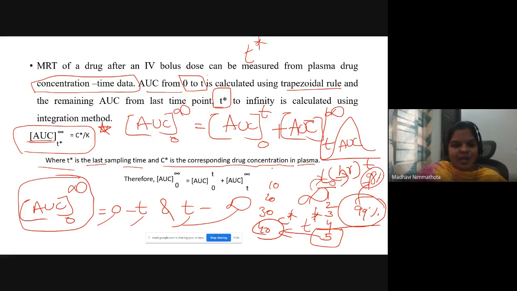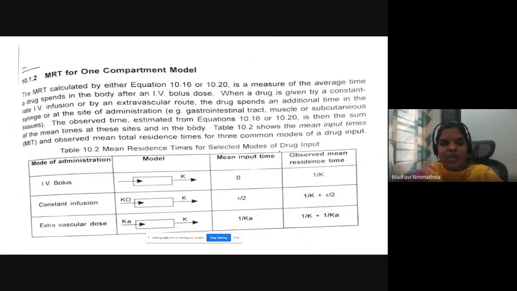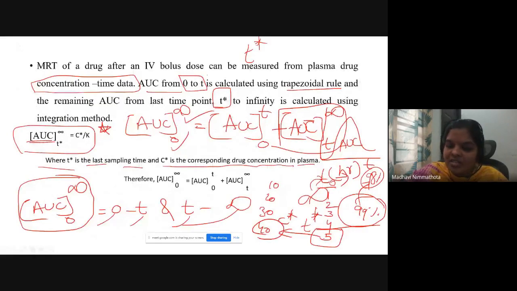That is the last sampling plasma drug concentration. This term, T to infinity, is C star by K. Then if you calculate AUC 0 to T, you can add these two and you will get the area under the curve from 0 to infinity. So this is the calculation of mean residence time through the IV bolus.